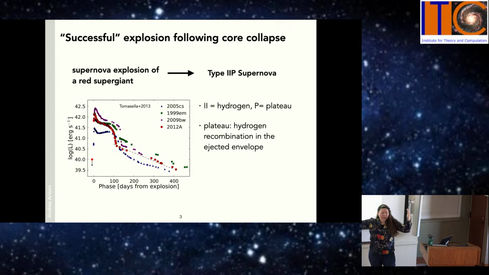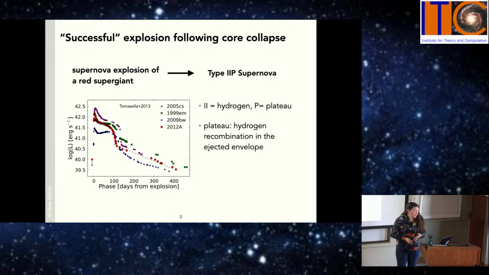And so you end up with this recombination front that's actually setting your photosphere, sweeping in mass coordinates through this expanding ejecta. Basically, your photosphere ends up at the same temperature and approximately the same radius over this time, and that's why the luminosity is roughly constant. That just happens because you have this massive hydrogen envelope that's been ejected and is expanding and cooling.